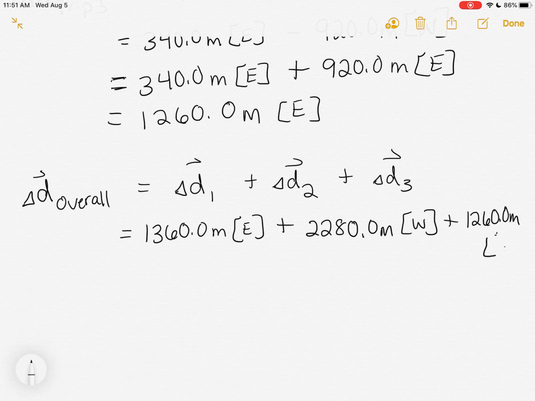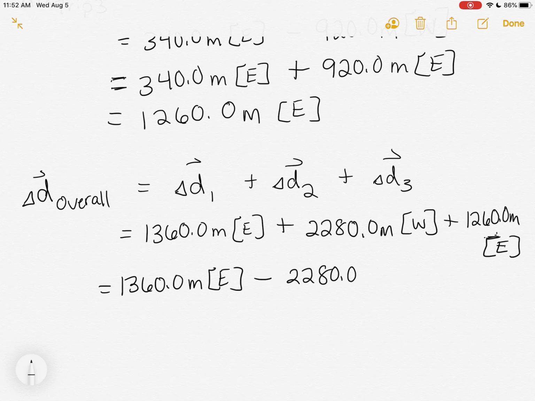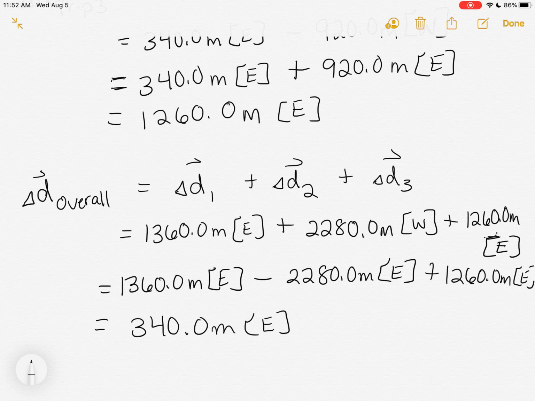All right, so we can't just go ahead and add those together because they're not all in the same direction. Since we have two that are going to the east and only one going west, I would suggest we flip our west vector so that it's to the east. So now it's going to be 1,360 to the east minus 2,280 to the east plus our 1,260 to the east. And so now we can actually add those together, and we end up with 340 meters to the east.